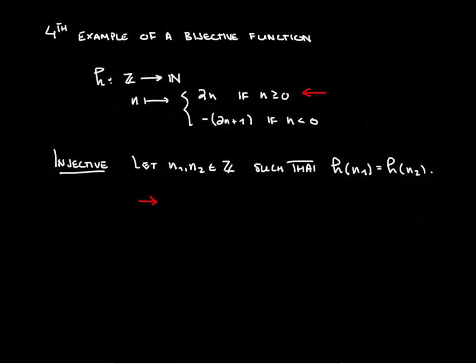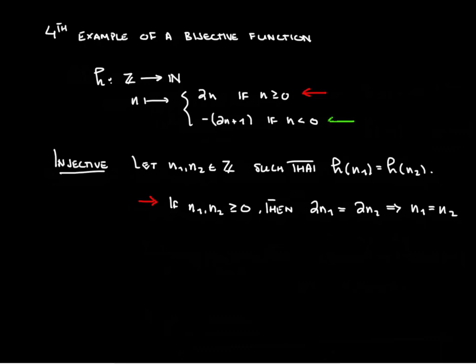We'll start with the case in red where n1 and n2 are positive or equal to 0. So now we know what h sends those 2 objects to. h of n1 is equal to 2 times n1. h of n2 is equal to 2 times n2, and they're both equal by virtue of this equality right here. And all that's left to do is multiply both sides by 1 over 2, and this will give us what we wanted. n1 is equal to n2.